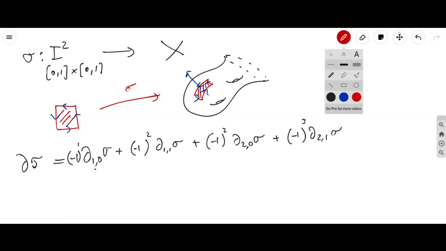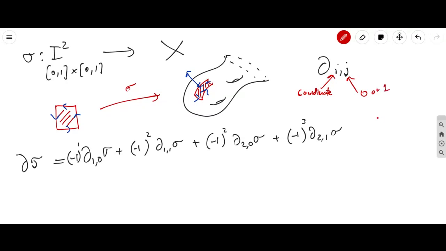Okay, so you have to understand that the first one, so let me just break this down again. The i, this is the coordinate. Which coordinate are you picking? And this one is either 0 or 1, coming from the interval. It's the endpoints of the interval.